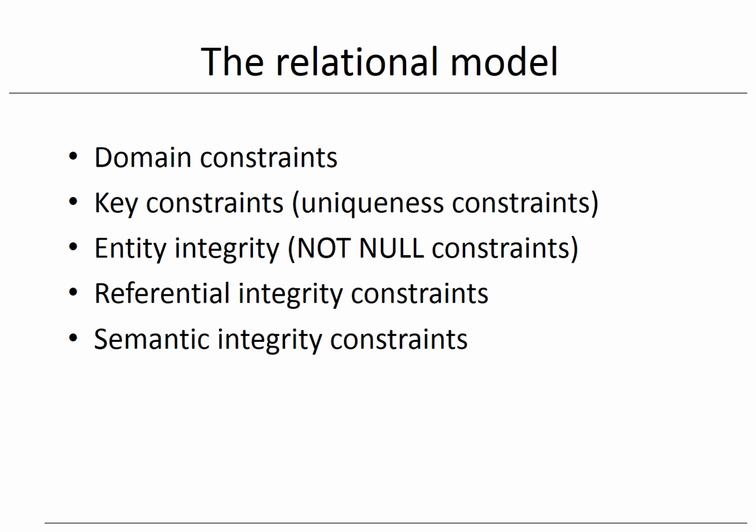The relational model allows us to define various constraints on the values of the attribute types. In what follows, we will discuss domain constraints, key constraints or uniqueness constraints, entity integrity and not null constraints, referential integrity constraints, and semantic integrity constraints.